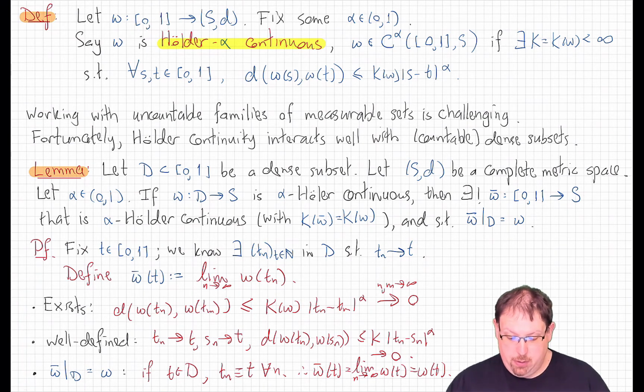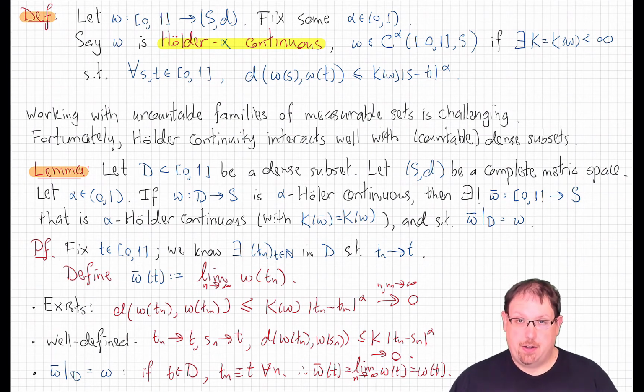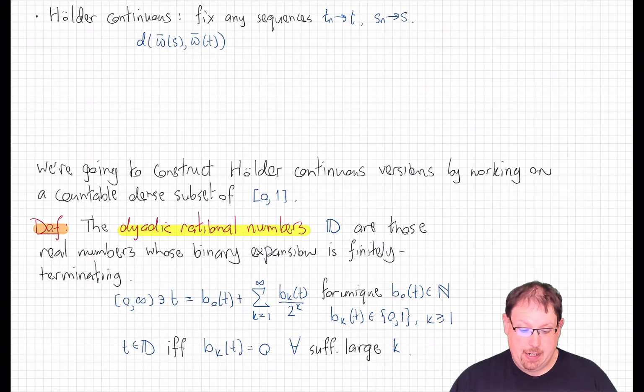The last point we need to show is that this extension, omega bar, is alpha Hölder continuous on the full interval 0 up to 1 with the same constant as the original function omega. And that also follows from a simple limiting argument.